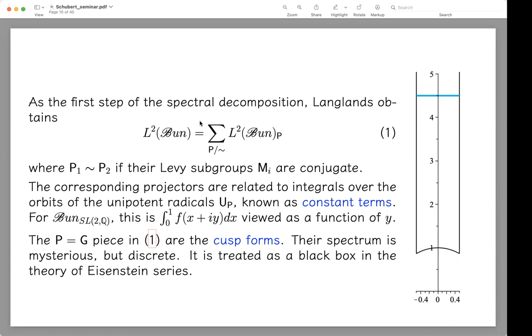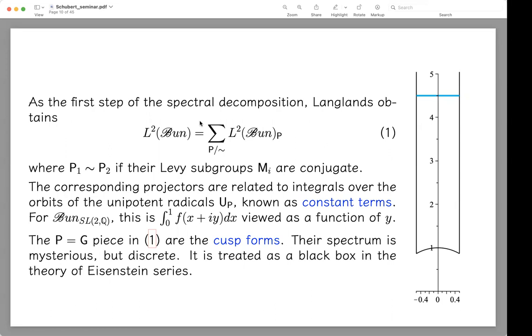Anyway, the first step of that work is that Langlands proves the decomposition of this L2 on the bundles in terms of parabolic subgroups, up to a certain equivalence relation. Roughly, this means that your eigenfunction comes from that part of the boundary. And there are the spectral projections on the corresponding pieces. They have to do with the operators of constant terms.